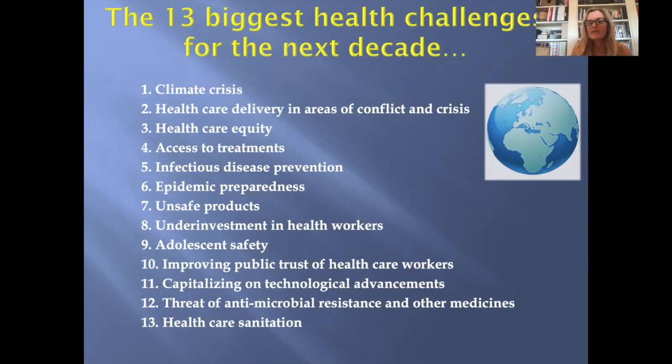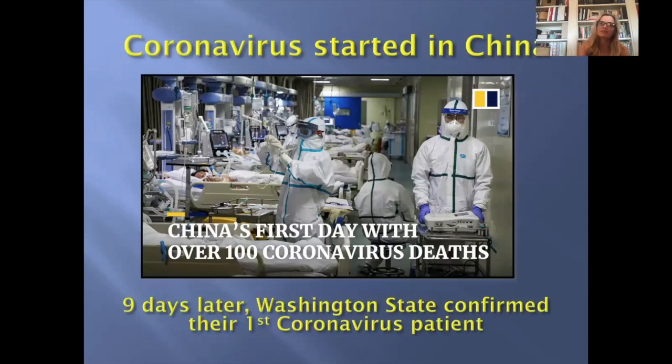Number 8, underinvestment in health workers. Adolescent safety. Adolescents often fall into a population that is not focused on. Improving public trust of healthcare workers. Capitalizing on technological advancements, like using cell phones to reach rural populations in various parts of rural Africa, or using drones to deliver medicine. 12, threats of antimicrobial resistance and other medicines, and 13, healthcare sanitation. And these are just some of the many issues, but these are definitely going to be found on our headlines. So let's explore some of these.